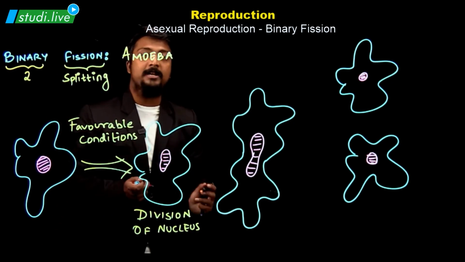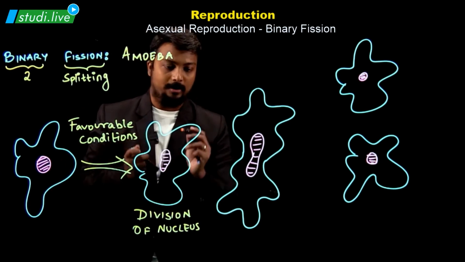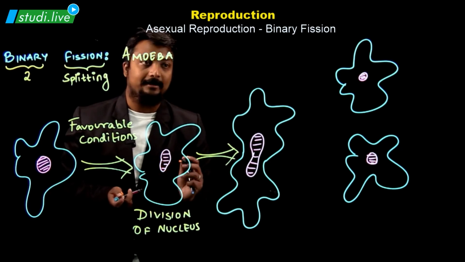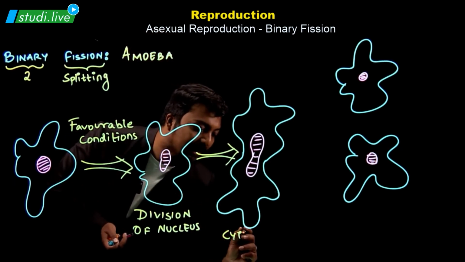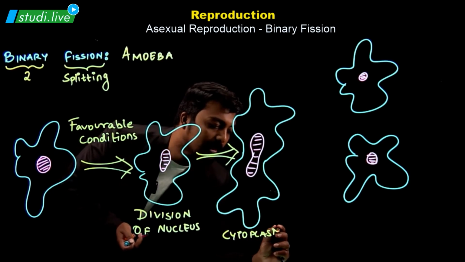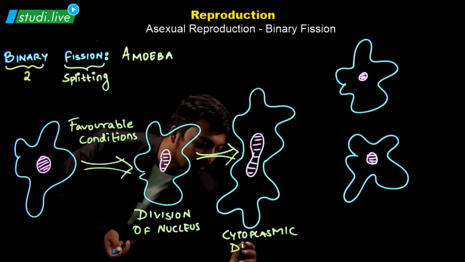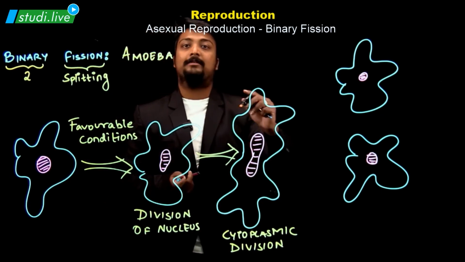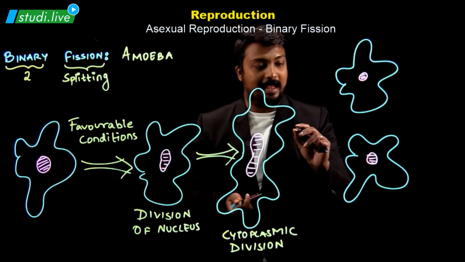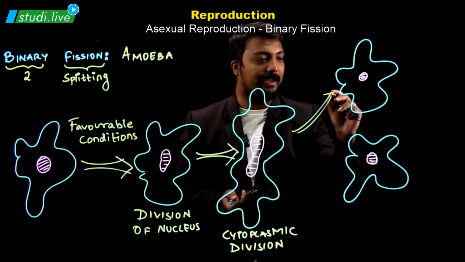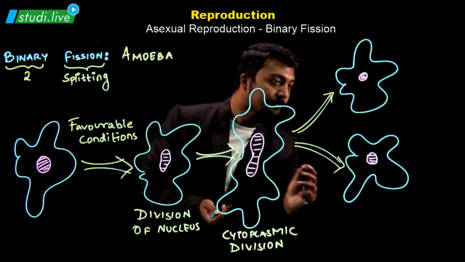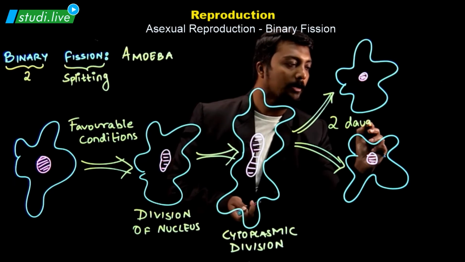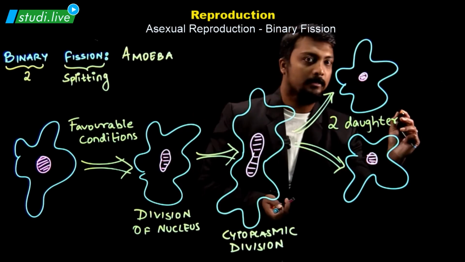Once the nucleus starts dividing, the cytoplasm also starts dividing. That is, the cytoplasmic division occurs here. Once the cytoplasm and the nucleus divide, you get two different amoebas. Correct? So can I say I get two daughter cells?